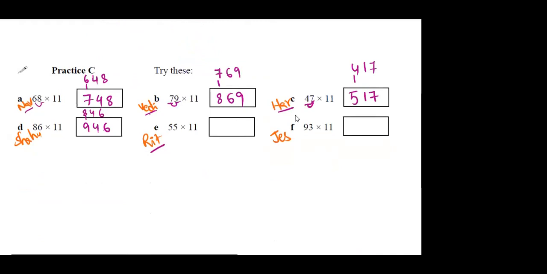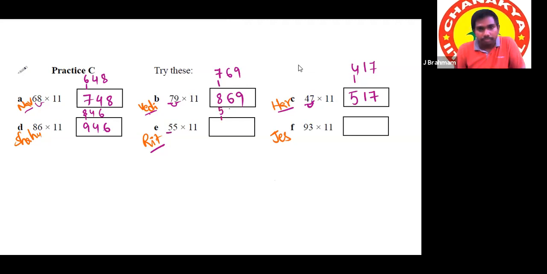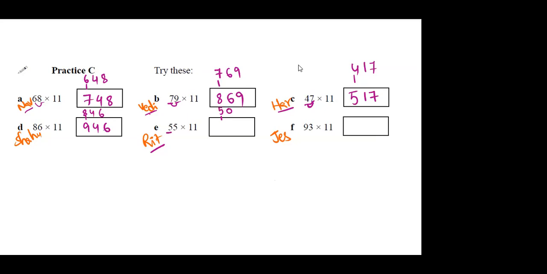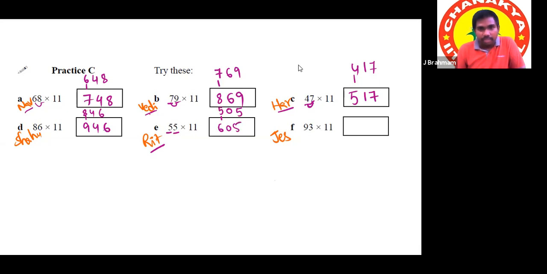Sir, we need to write 5 as it is at the first. Then 5 plus 5 would be 10, so we need to carry 1. Then we need to add 0. Next, we need to write the last digit as it is, 5. So the answer would be 605. Very good. That's all.